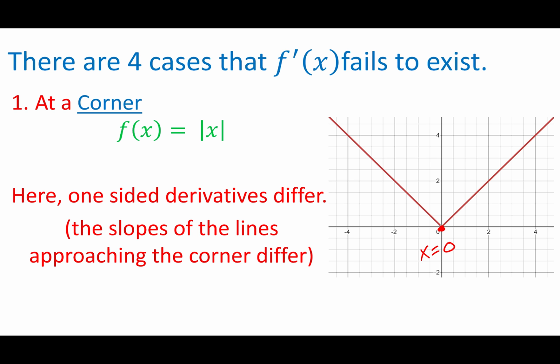I could find it if I looked here at, say, x equals 2. Yeah, I can find it there. Or if I did it over here at 4, I could find it there, but I cannot find it at 0. Okay, but this is still a continuous function. Okay, I can graph this without taking my pen off my paper. This is a continuous function, but it is not differentiable everywhere. It fails at 0 because it's a corner. Okay, so the first one where it fails to exist is at a corner.